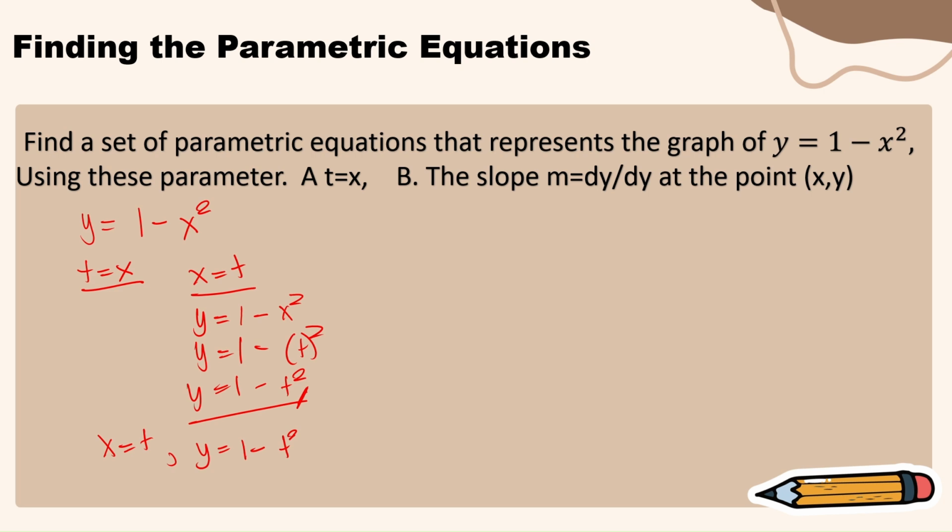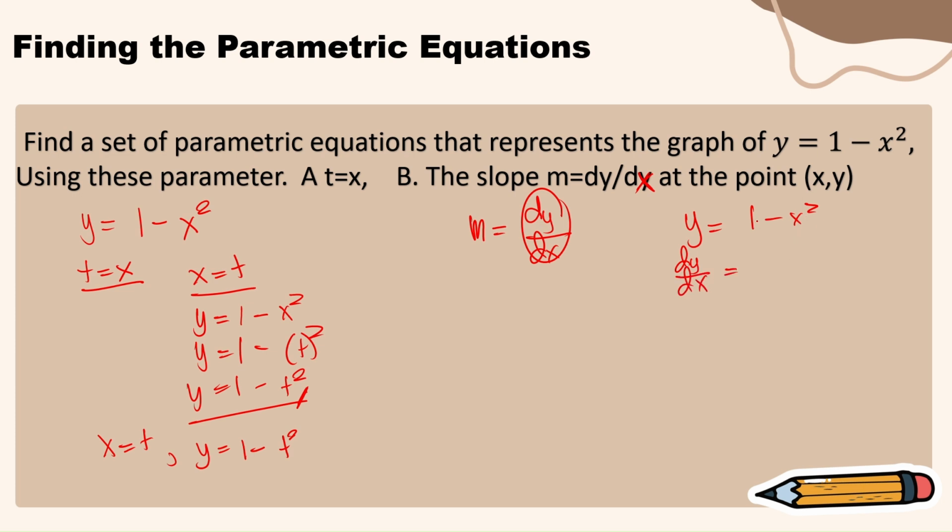So may pangalawa pa tayo. So our second is that our parameter would be m, and knowing that m is a slope, m should be equal to dy over dx. But what is dy over dx? We know that dy over dx is the derivative of our function. So our function is y is equal to 1 minus x squared. So let's just get the derivative of that. So that will be dy over dx.